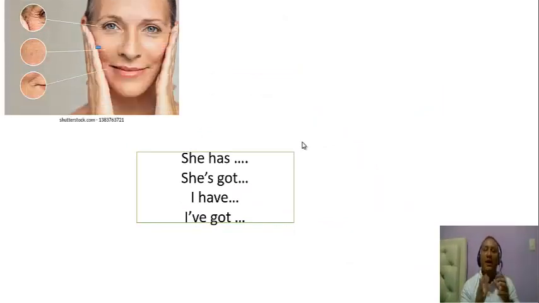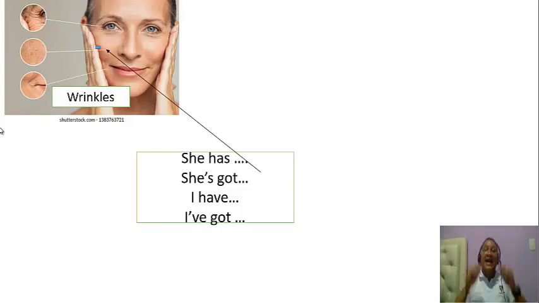Then we can also use the verb have to describe some marks, especially facial characteristics that belong to someone's physical appearance. For example, the woman in this picture has something called wrinkles. Wrinkles are these age marks, these things that start appearing as you grow older. So we call them wrinkles, and we have to use the verb have. We can say she has wrinkles, she's got wrinkles. Remember to listen and repeat. She has wrinkles, she's got wrinkles. The meaning is the same. She has or she's got.